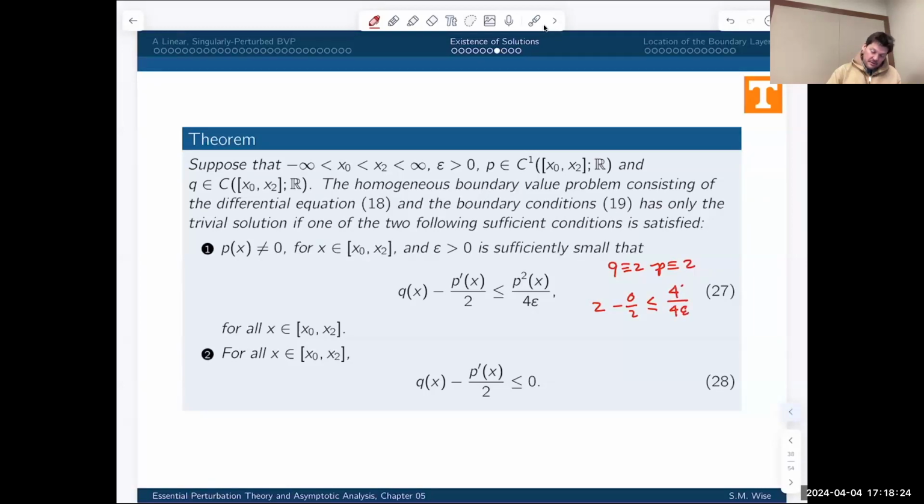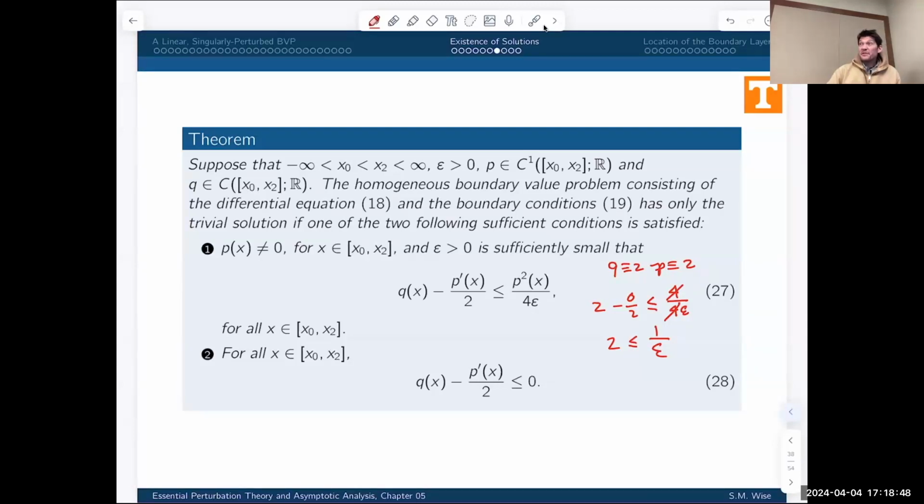Is that less than 1 over 4 epsilon? Okay, so this cancels, right? So we have to have 2 less than 1 over epsilon. So as long as epsilon is smaller than a half, we're good, right? We're good. Any questions?